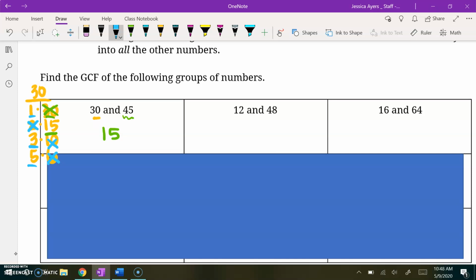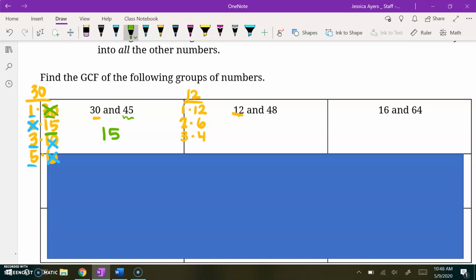So now let's look at 12 and 48. 12 is our smaller number, so we will make the factors of 12. Starting at 1 is always a factor. It is even, so 2 will go in, and 2 goes in 6 times. 2 plus 1 is 3, so 3 works, and that is 4 times. And then we're back at 4, so we know we're done.